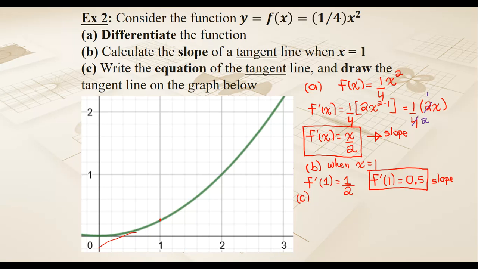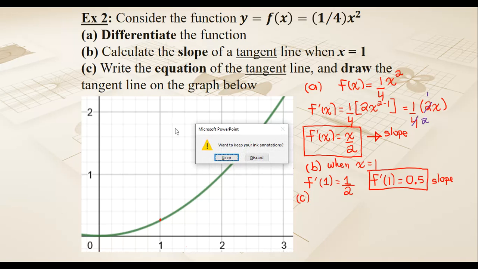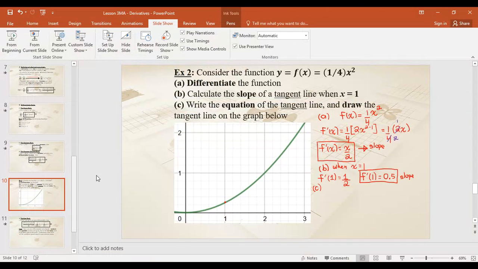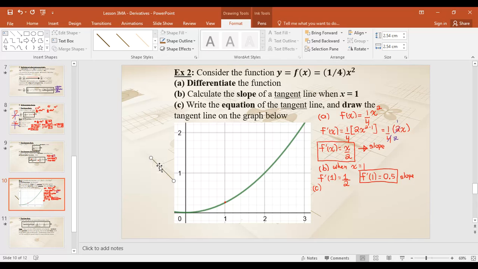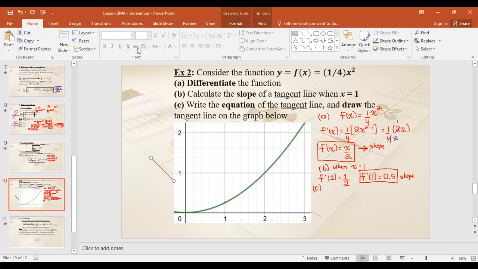Oh my goodness, that's so bad. Okay, how about I cheat? I'll use an actual line from Microsoft Word. Let's insert a line. Let's go to a shape here. Oh, here's my line. Okay, let's see if I can change the color.